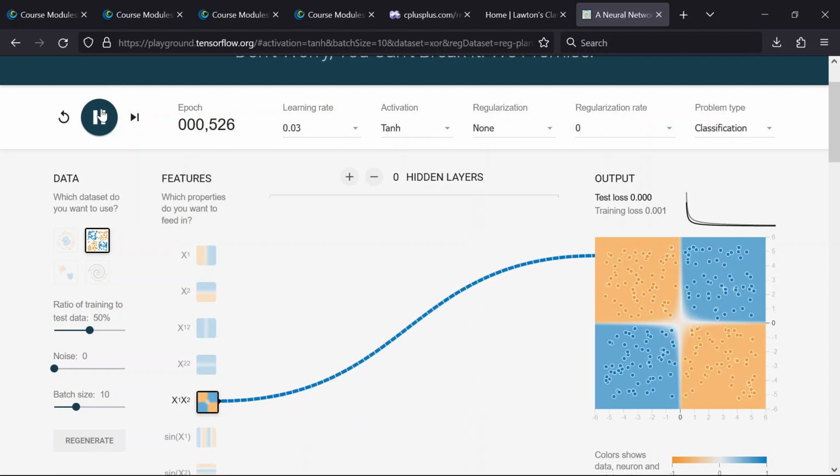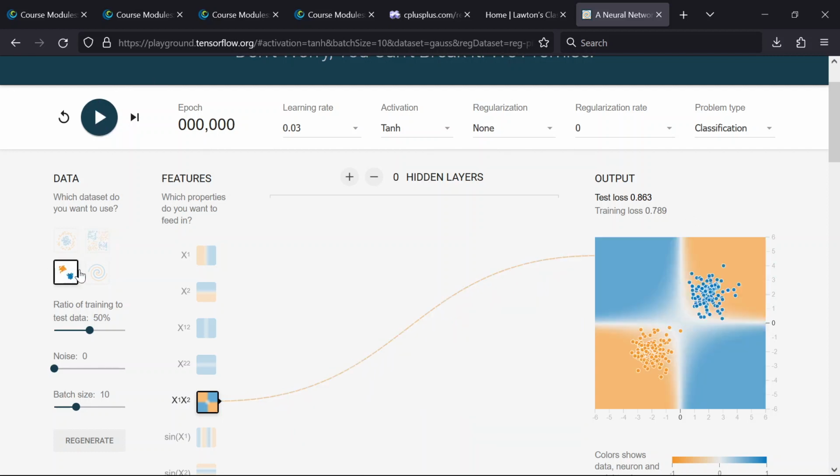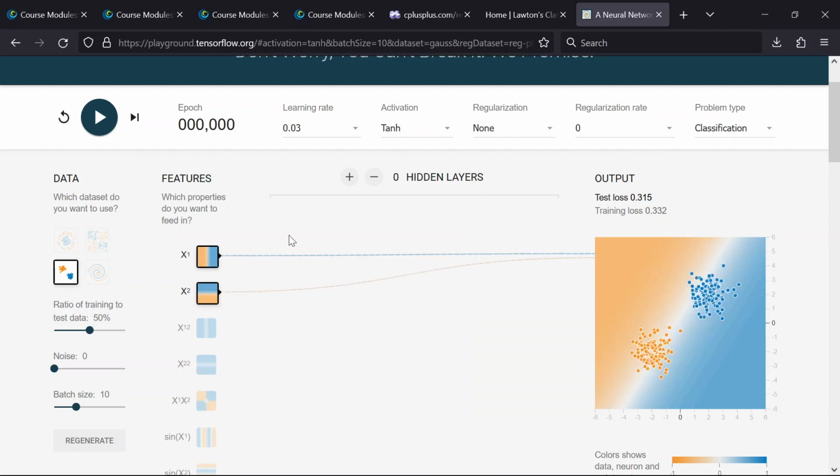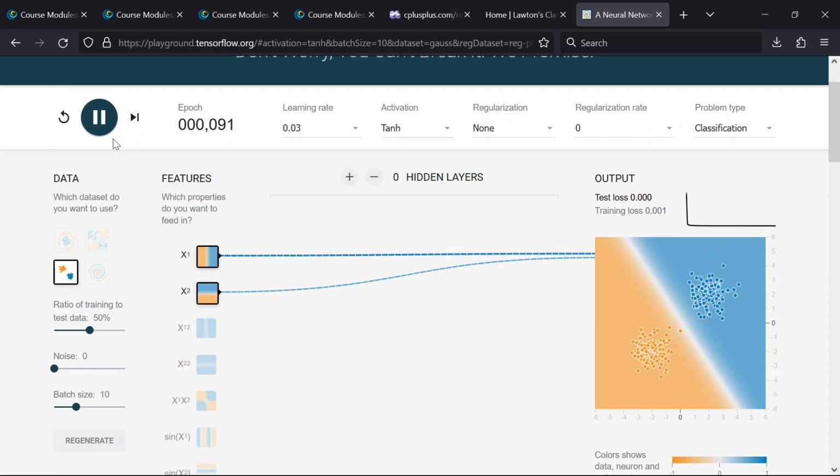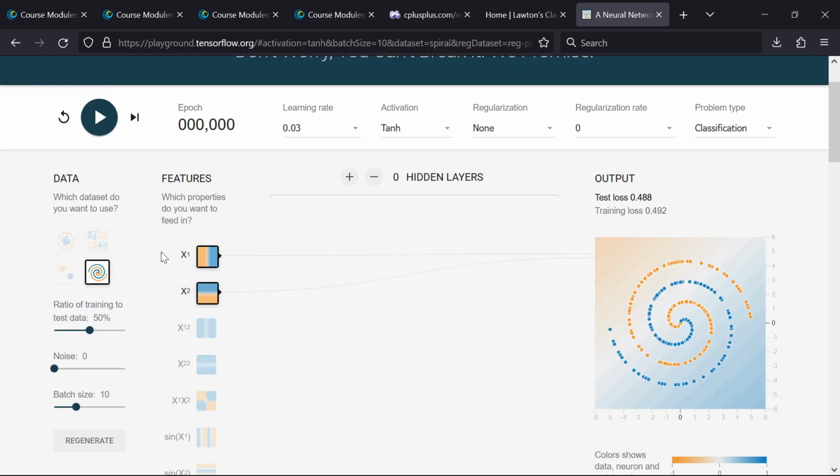Does that make enough sense? That's how you learn that one. These two, this one's super easy because it's just a line. What is the equation of a line? It's something like y equals mx plus b, so you give it y and x and have it learn something based on that. You can learn a line that splits the two. So that's simple. The spiral, that's a very complicated one.